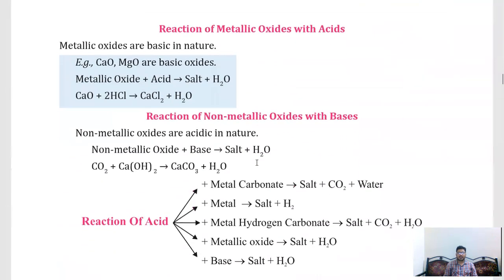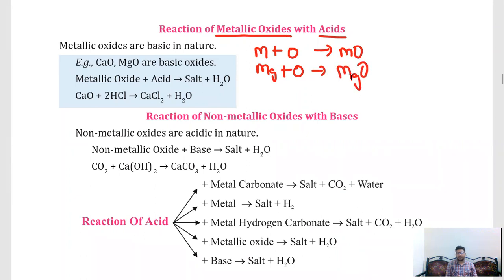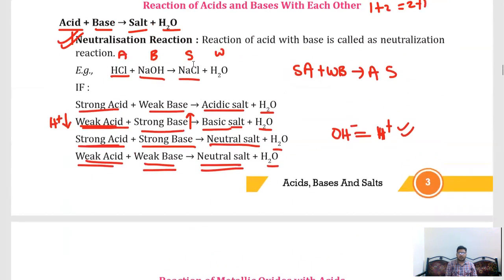Next we'll discuss another chemical property, reaction of metallic oxides with acids. First of all, you have to understand what is meant by metallic oxides. If metals combine with oxygen, we get metal oxides. Example, magnesium plus oxygen gives rise to magnesium oxide. So when a metal reacts with oxygen, we get metal oxides, and all metal oxides are basic in nature. And if you remember neutralization, for a base, what should be added?